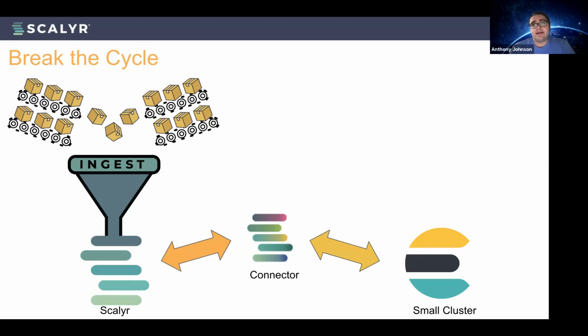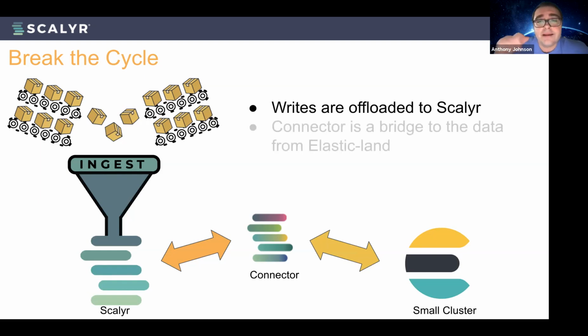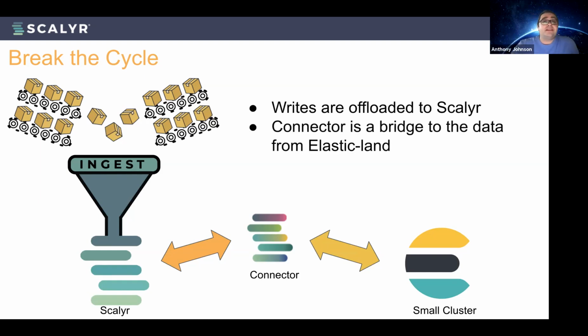And we get that. The whole point is that you can keep your Kibana, you can keep your custom applications, and we can take the majority of the grief by taking these writes. All the writes can be offloaded to Scalyr. We've already mentioned that it's a bridge to the Elastic land. The idea, though, is your sleepless nights are gone.